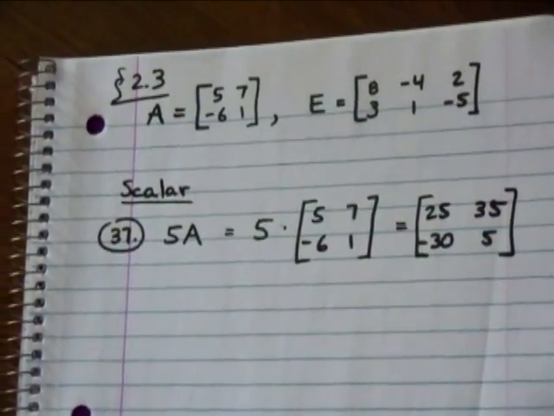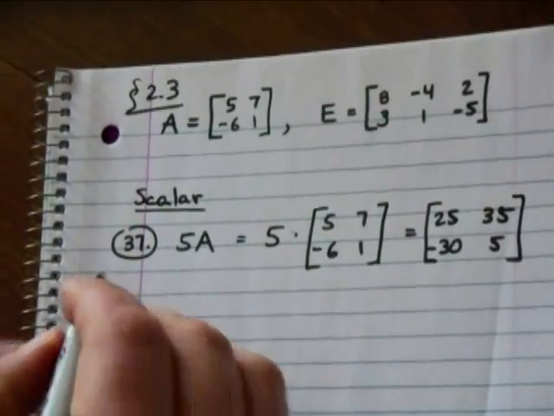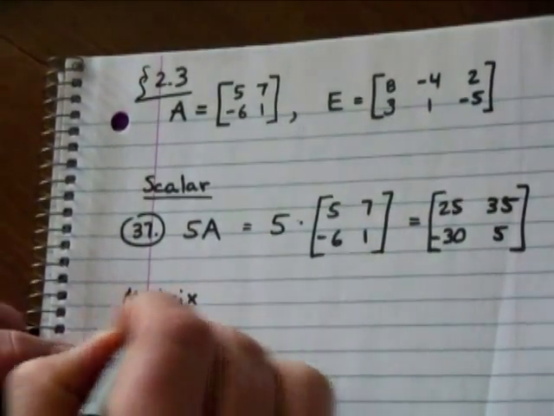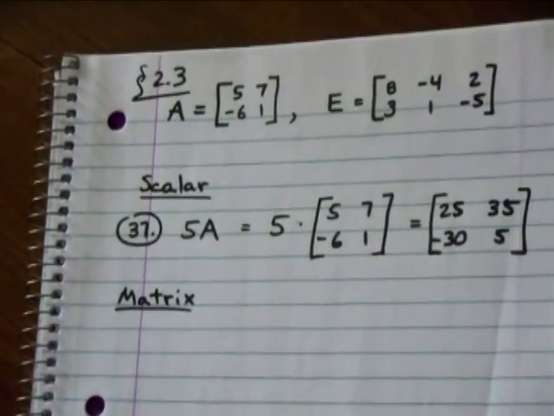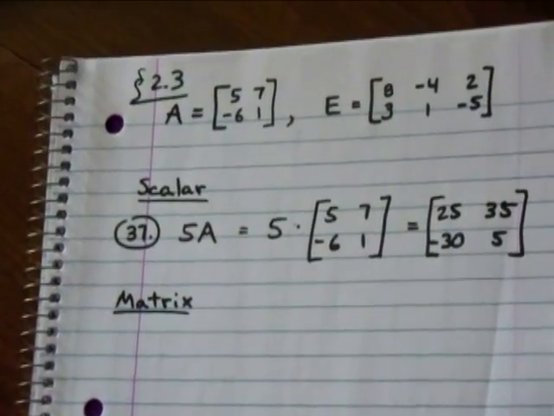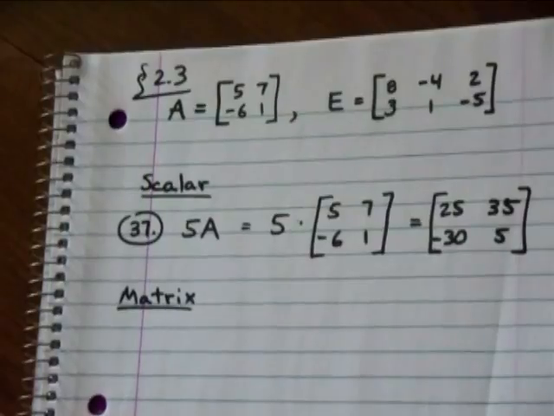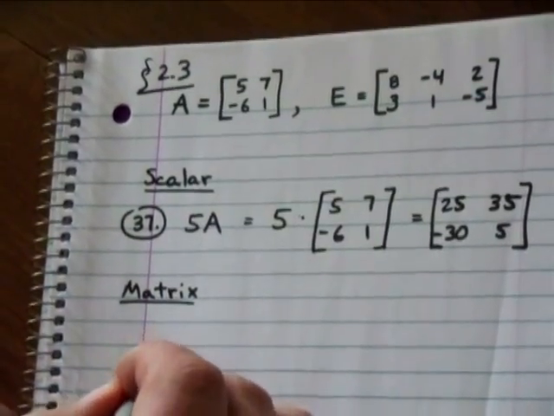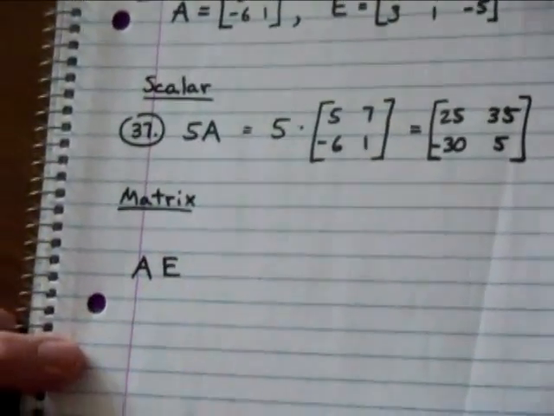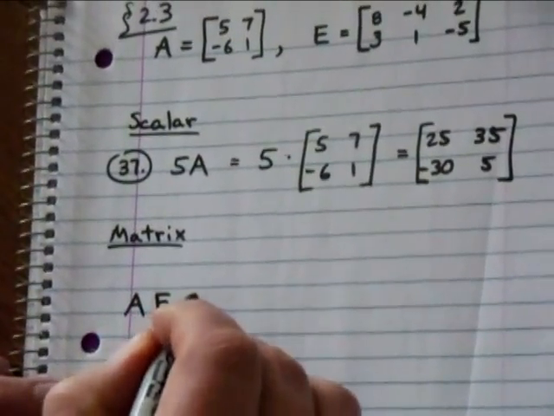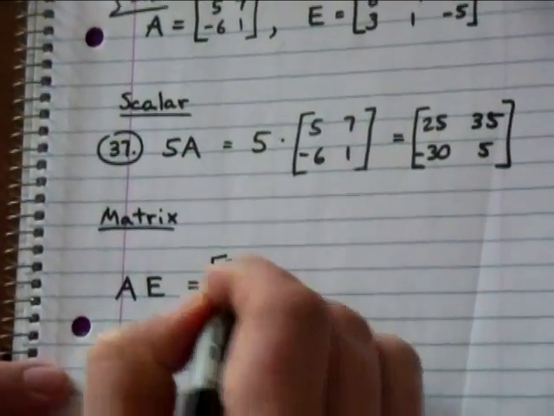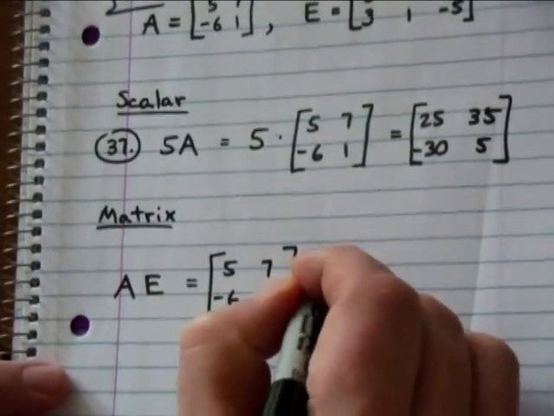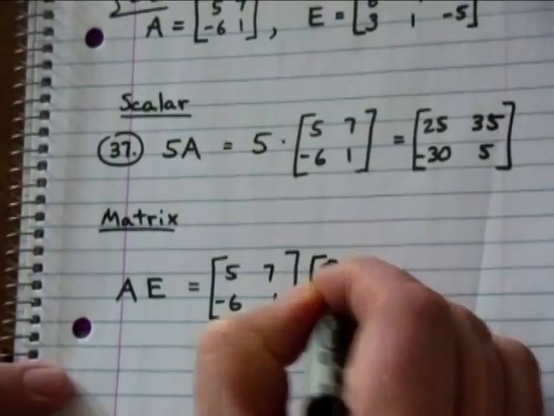So that's scalar multiplication. But we need to also learn how to do what's called matrix multiplication, which is when you multiply two matrices together. Now, this isn't an example in the book, but what I wanted to do is show you how to multiply matrix A times matrix E. So let's write out matrix A and matrix E.